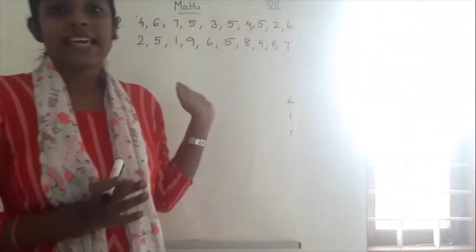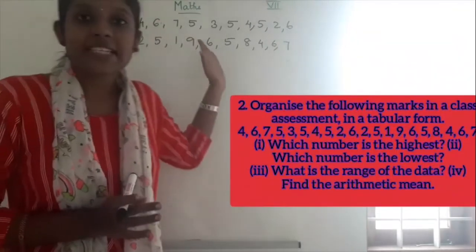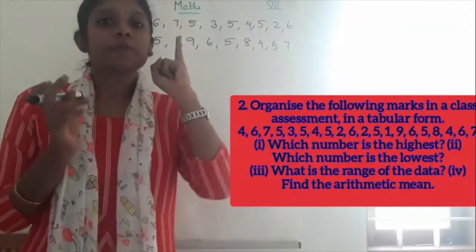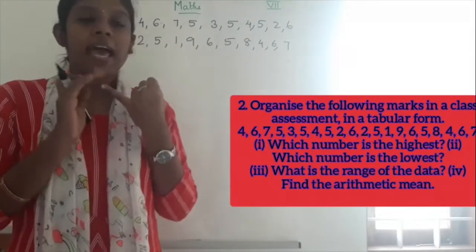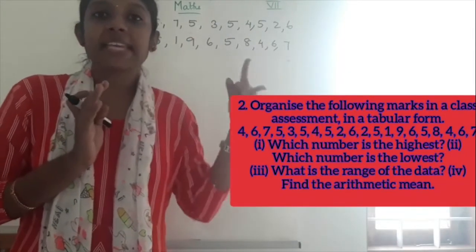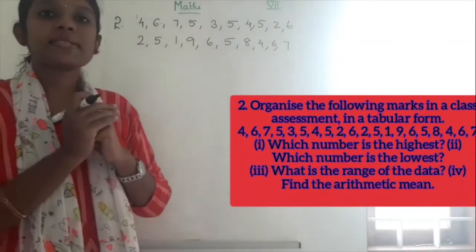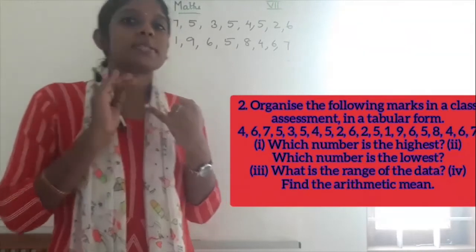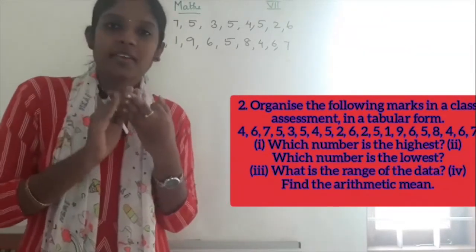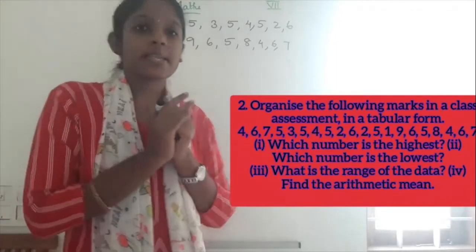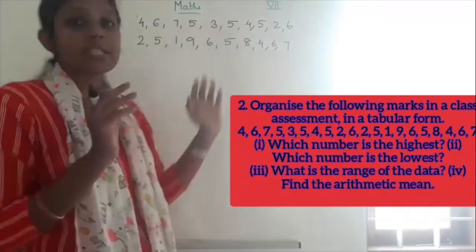Okay, so second question is, a set of data is given for you. You have to arrange this in tabular form. Tabular form is, I have told you that you have to arrange tally marks and also frequency. That is tabular form. Then question is given, which is the highest value, which is the lowest value, what is the range, and find the arithmetic mean. These are the four questions. Very easy question. So first thing is, we will arrange this in tabular form.